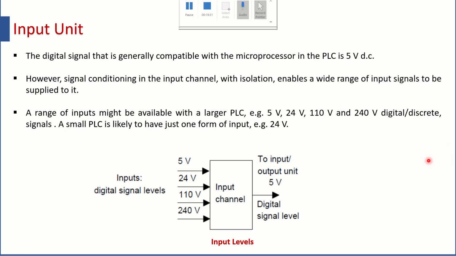Now the input can be ready for digital signals or discrete signals. In most of the cases they are ready for discrete and digital signals. I am talking of only digital inputs. There can be analog inputs also, right? A small PLC is likely to have just one form of unit, that is 24 volt.